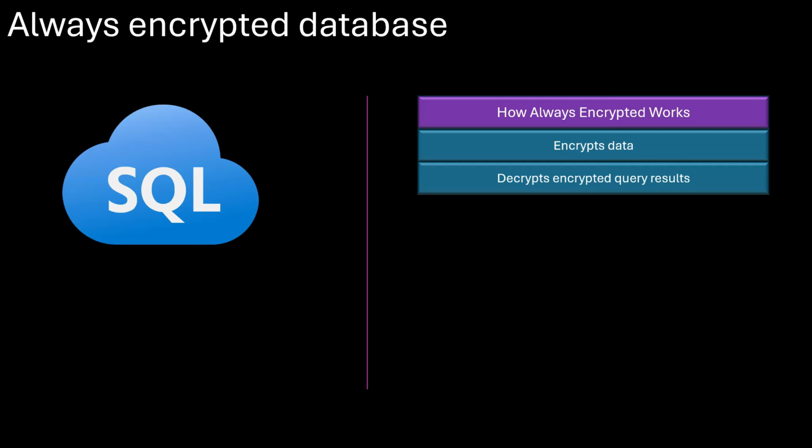Always Encrypted ensures that encryption and decryption occur only within client applications, never in the database engine itself. This is made possible through an Always Encrypted enabled client driver, which automatically encrypts data before sending it to the database and decrypts encrypted query results before displaying them to authorized users. This way, even if an attacker gains access to the database, they will only see encrypted ciphertext, not the actual data.